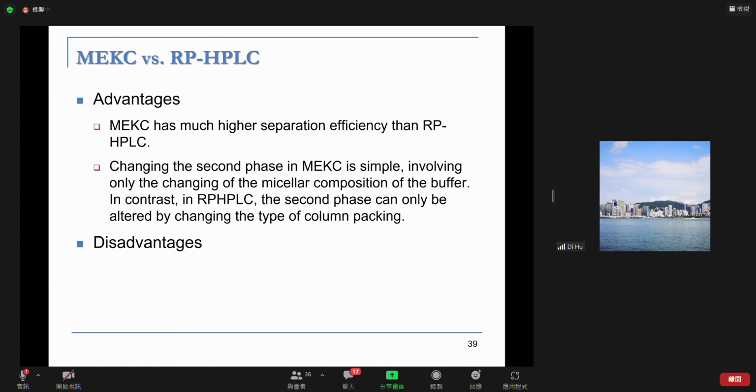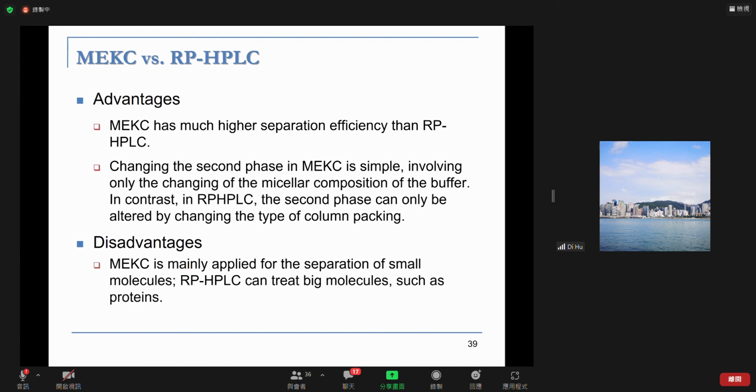In contrast, if you want to change the stationary phase of the HPLC, you have to change the column. A disadvantage is that the micelle is only applied for the separation of small molecules, because the compound, especially hydrophobic ones, has to partition into its micellar core. So that means it has some limitation about the size. It cannot be a very huge one. However, reverse phase HPLC can treat big molecules, such as proteins.